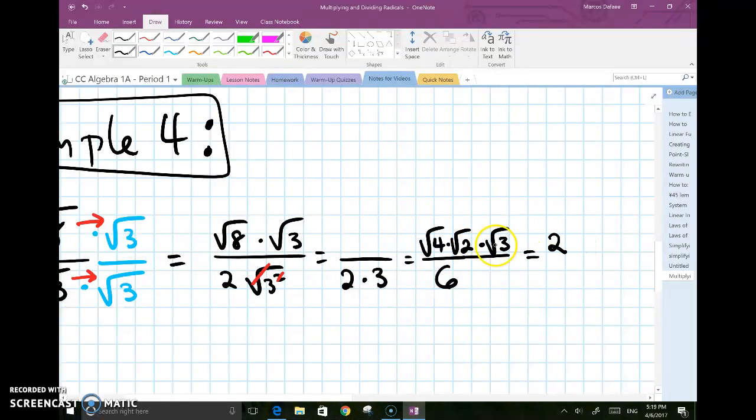The radicals 2 and 3 are each prime numbers, and they are not going anywhere. So if I combine them, I get a number that is also not going anywhere. It's irrational.